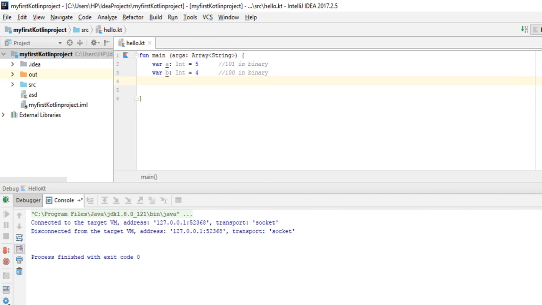Now the bitwise operators are actually used to perform bit by bit operations. For example, in Kotlin programming language we have certain bitwise operators, like the OR bitwise operator, the AND bitwise operator, then we have XOR, and then we have the shifting operators which include the left shift operator, and then the right shift operator.